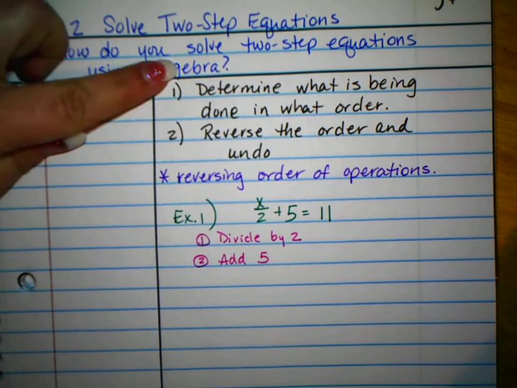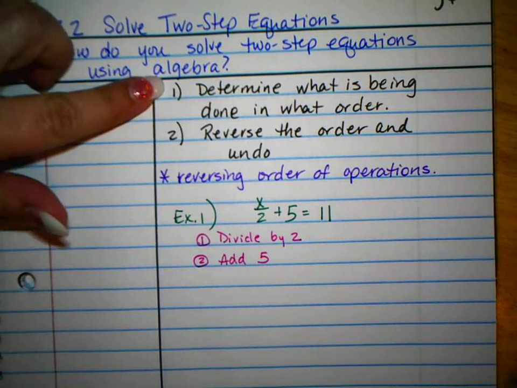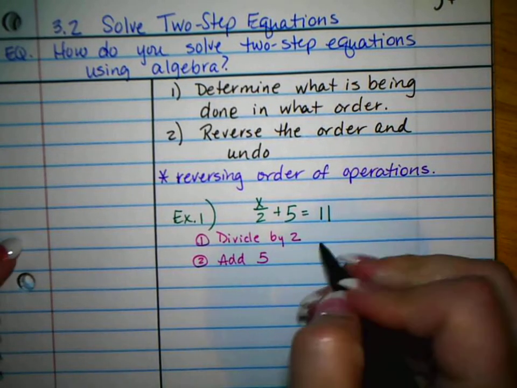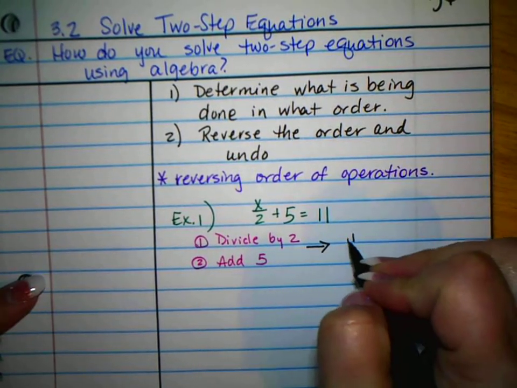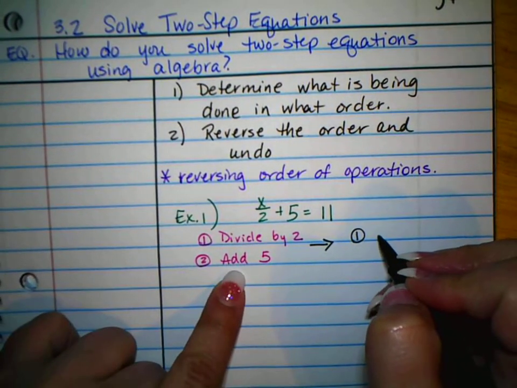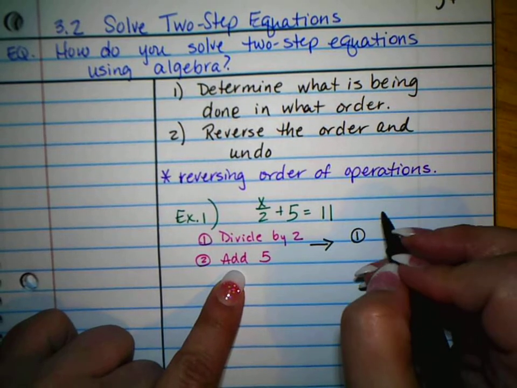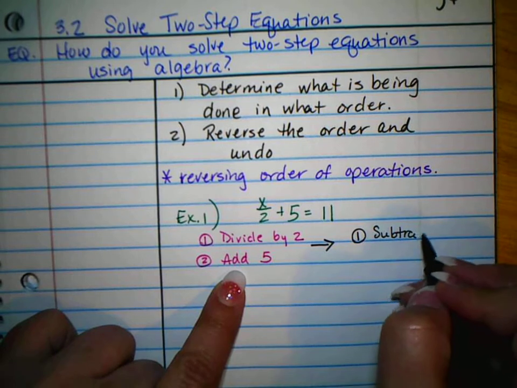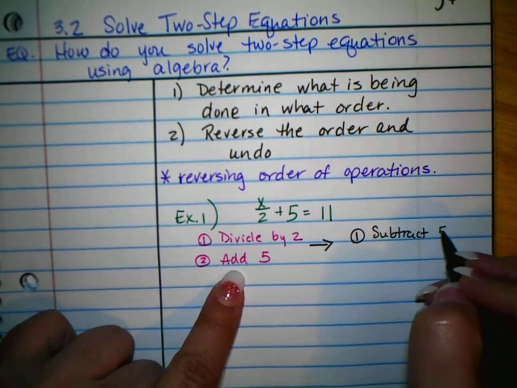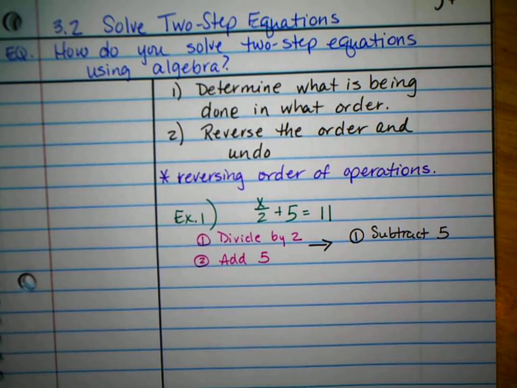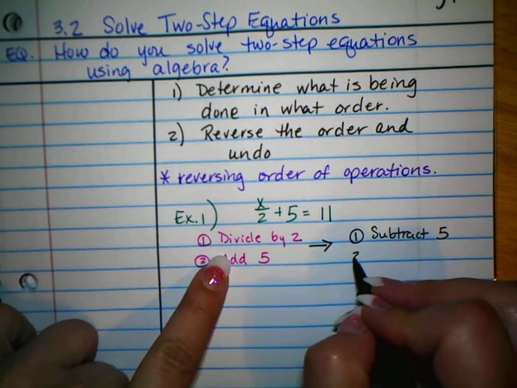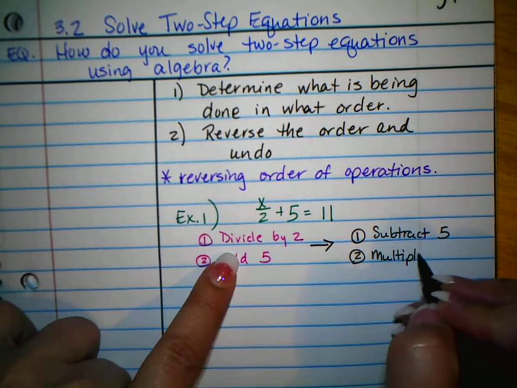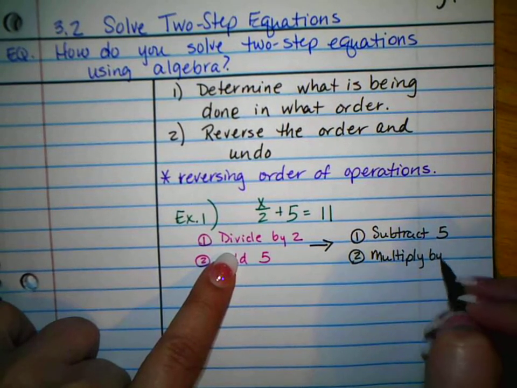Now, if I follow this up here, I've determined what's being done in what order. Now I'm going to reverse that order and undo it. So now the first thing I'm going to be doing is undoing this. Okay, and I undo addition by subtracting. I'm going to subtract 5. Then I'm going to multiply, because that's the opposite of divide, by 2.